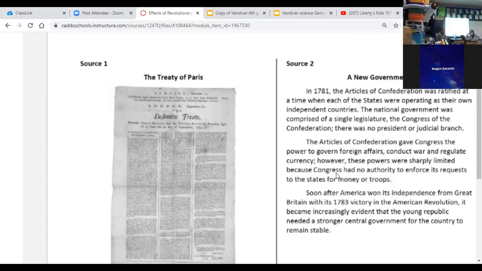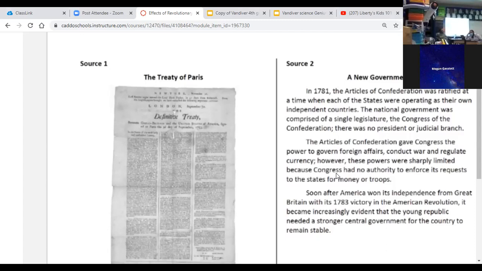So in 1781, with the Articles of Confederation, there was no president. There were no judges, no judicial branch. The Articles of Confederation gave Congress the power to govern foreign affairs, conduct war, and regulate currency. You guys passed around currency. So what is currency? Money.